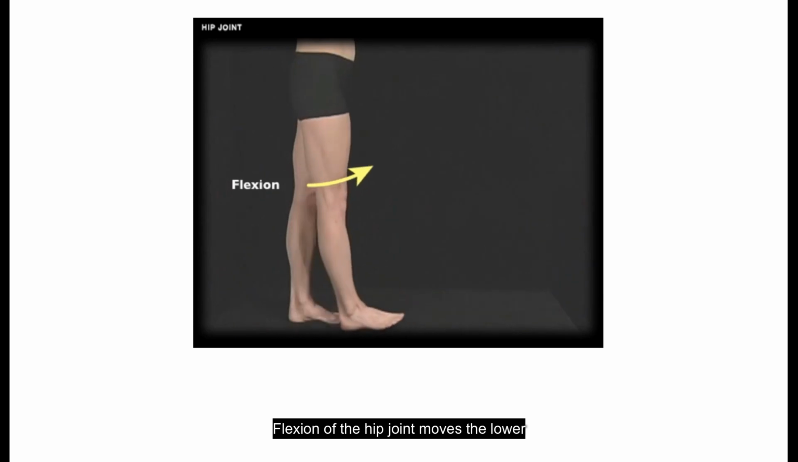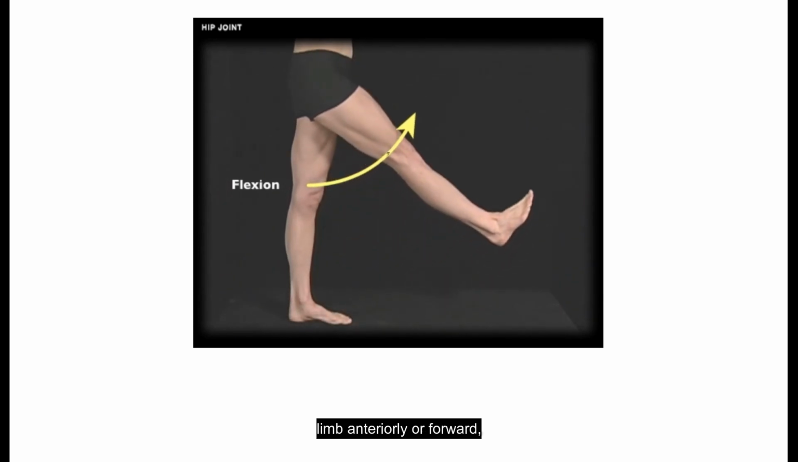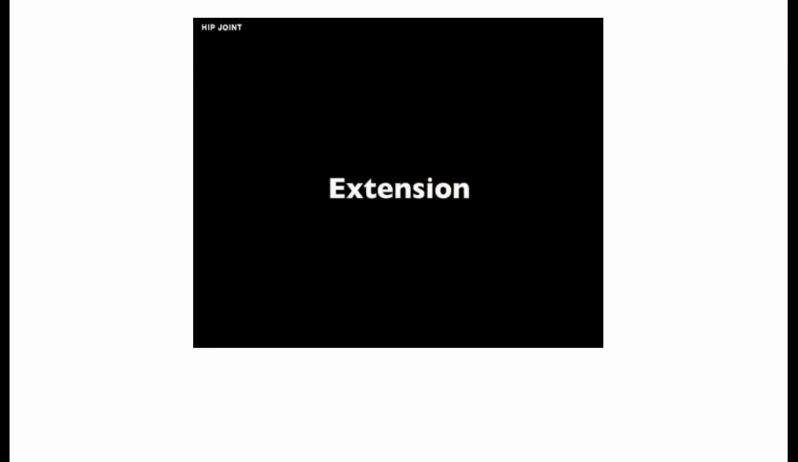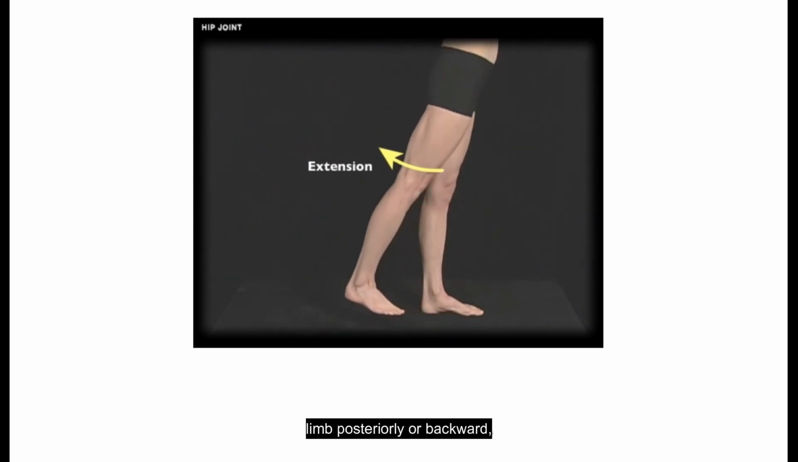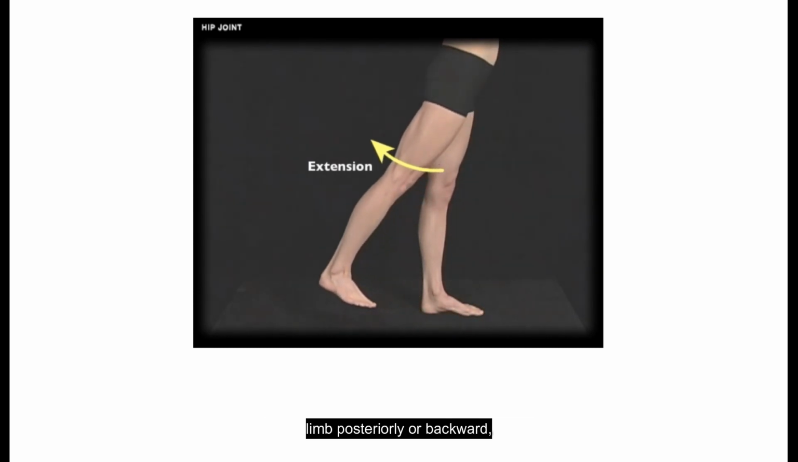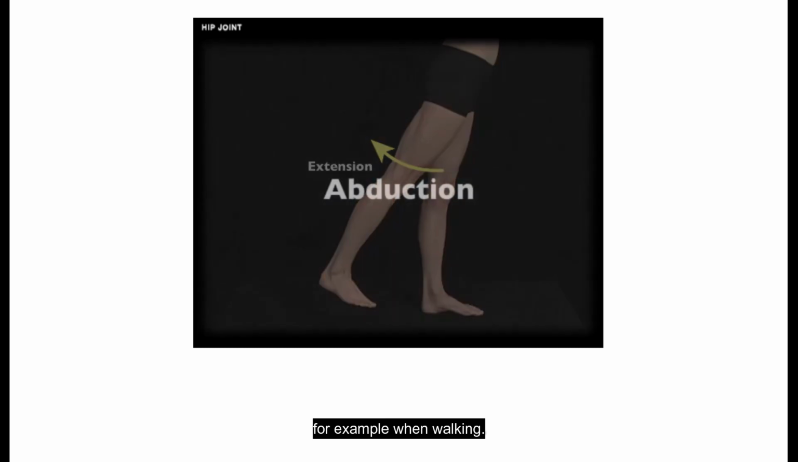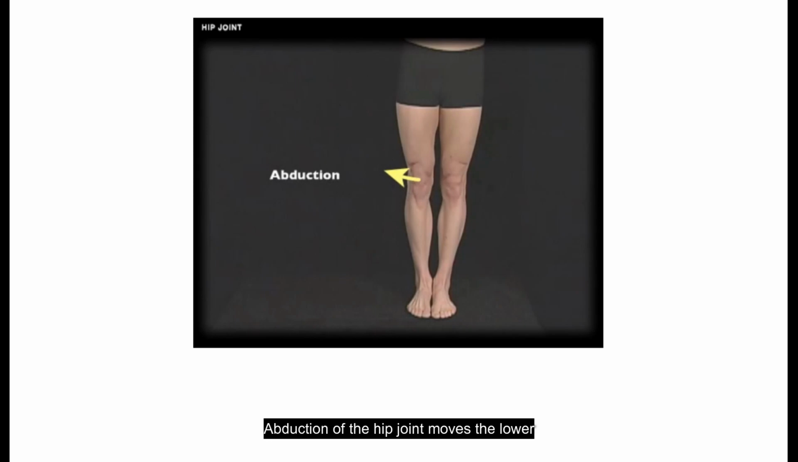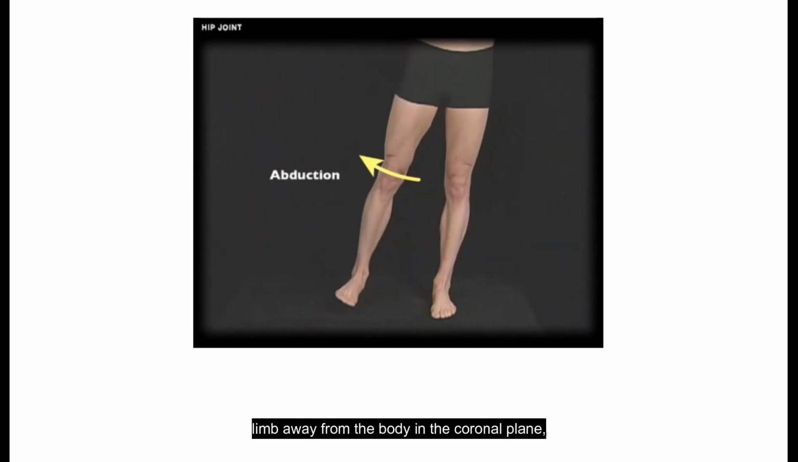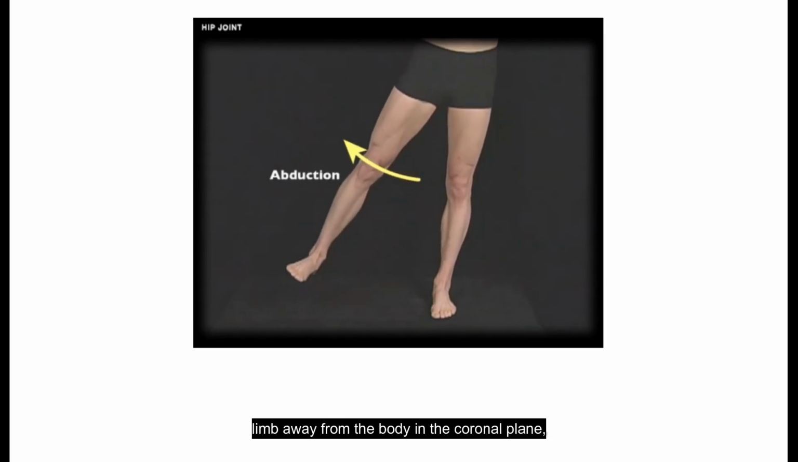The hip joint is the articulation between the head of the femur and the acetabulum of the hip bone. Flexion of the hip joint moves the lower limb anteriorly or forward, for example, when walking. Extension of the hip joint moves the lower limb posteriorly or backward, for example, when walking. Abduction of the hip joint moves the lower limb away from the body in the coronal plane, for example, during jumping jacks.